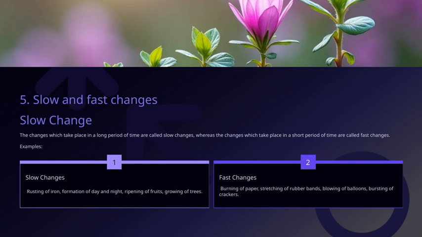On the other hand, fast changes occur quickly, within a short period of time. Think about burning a piece of paper, stretching a rubber band, blowing up a balloon, or bursting crackers. These are all examples of rapid changes that happen almost instantly. The key point here is that slow changes are gradual and take a long time, while fast changes happen suddenly and quickly. Recognizing these differences helps us understand how different processes and phenomena around us occur over varying time frames.